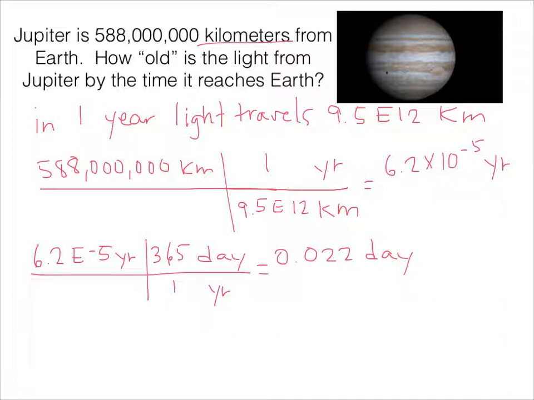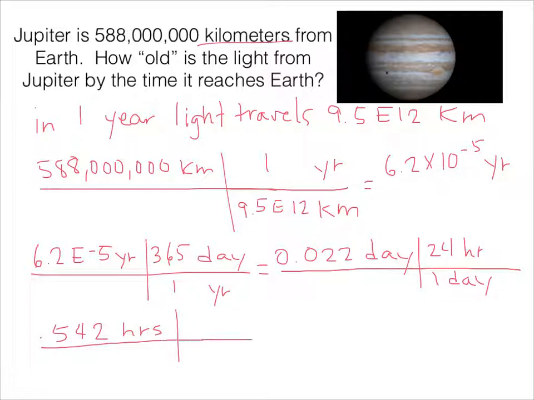Let's change days into hours. So add our t-chart there. 1 day is equal to 24 hours. And this equals 0.542 hours. Okay, now we're getting somewhere. So it looks like it's going to be about a half an hour. But let's try and get as specific as we can.